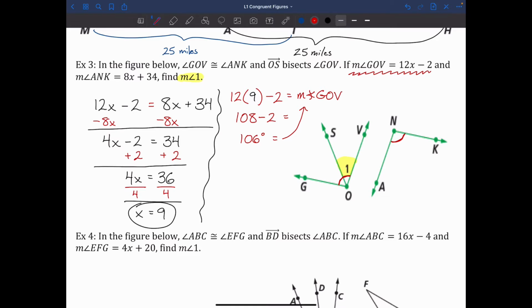So if I want to figure out the measure of angle 1, we know that it's going to be half of that much, because we bisected the red angle. So I need to take 106, chop it in half, divide by 2. That's going to give me 53 degrees for the measure of angle 1. That is the measure of angle 1. That's all we needed to find.